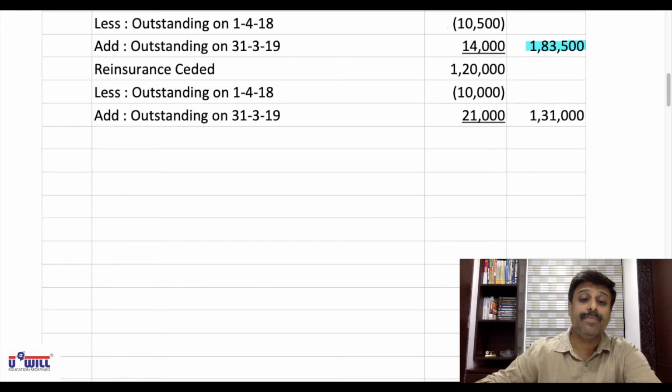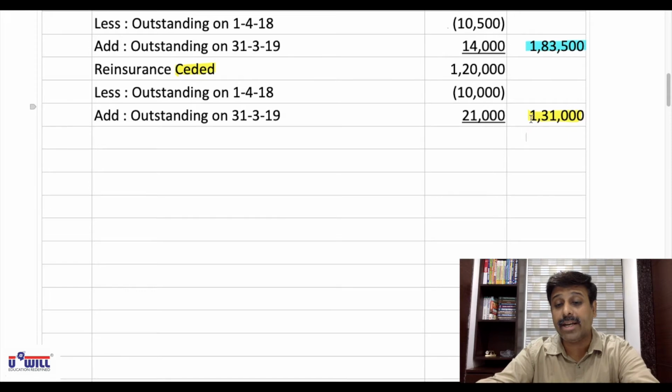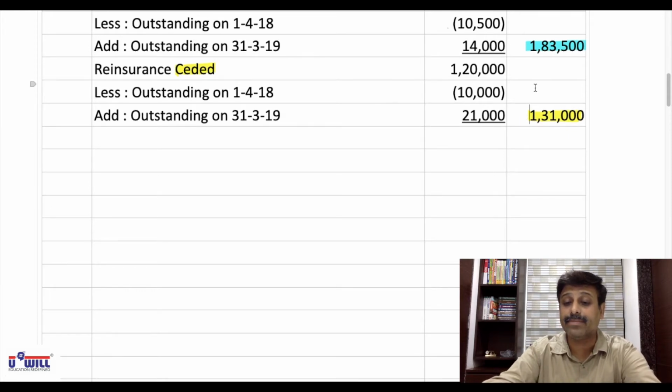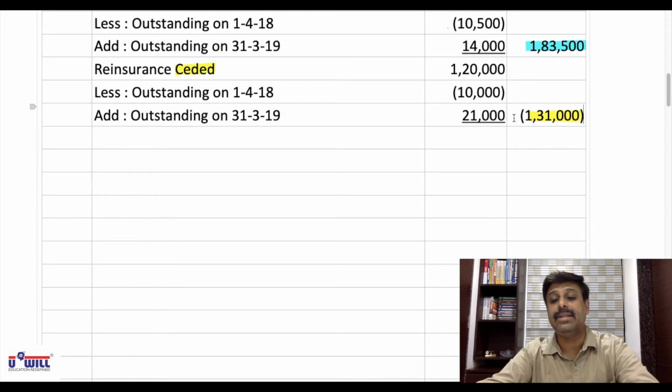Now this one being reinsurance premium ceded, we have to minus. Okay, because it is related to reinsurance premium ceded, we have to minus. So all of you write this in bracket. This 1,31,000, all of you write it in bracket because it is reinsurance premium ceded.